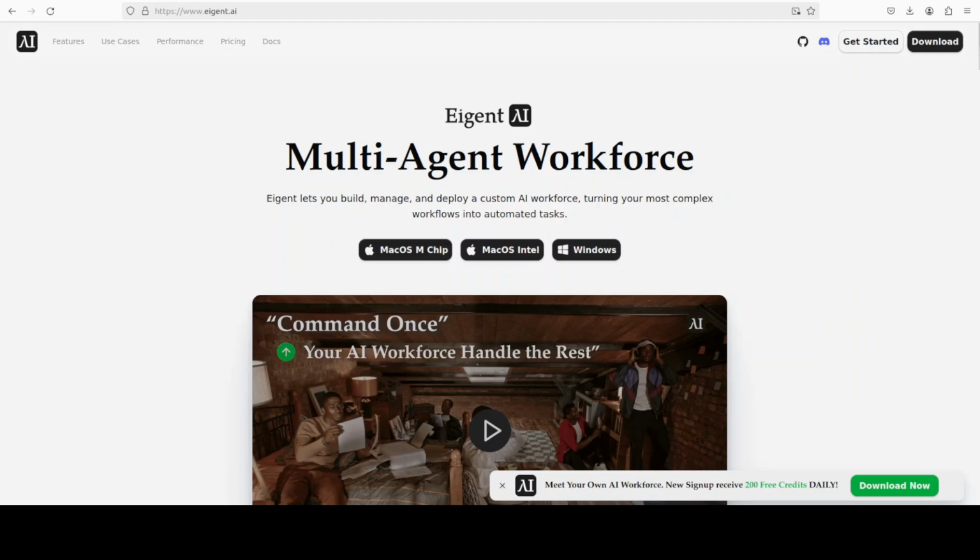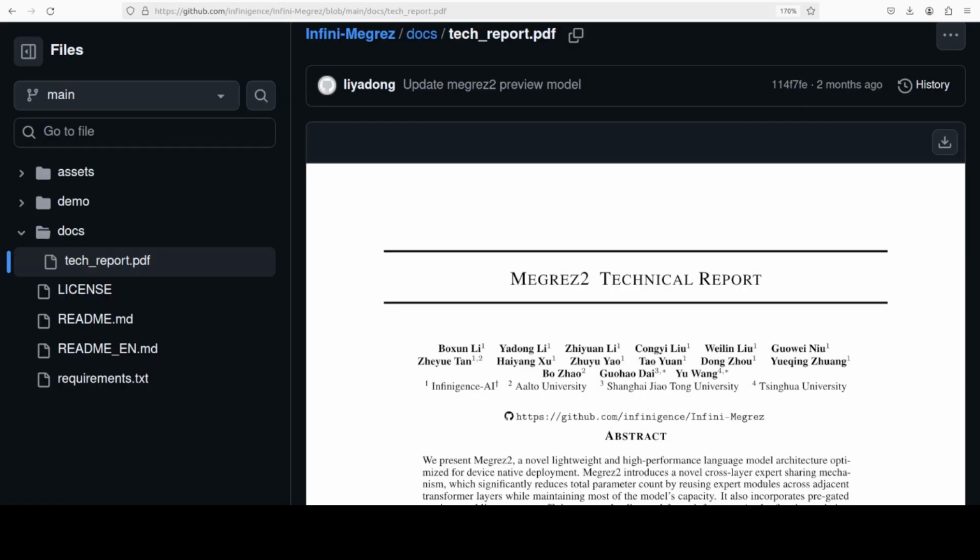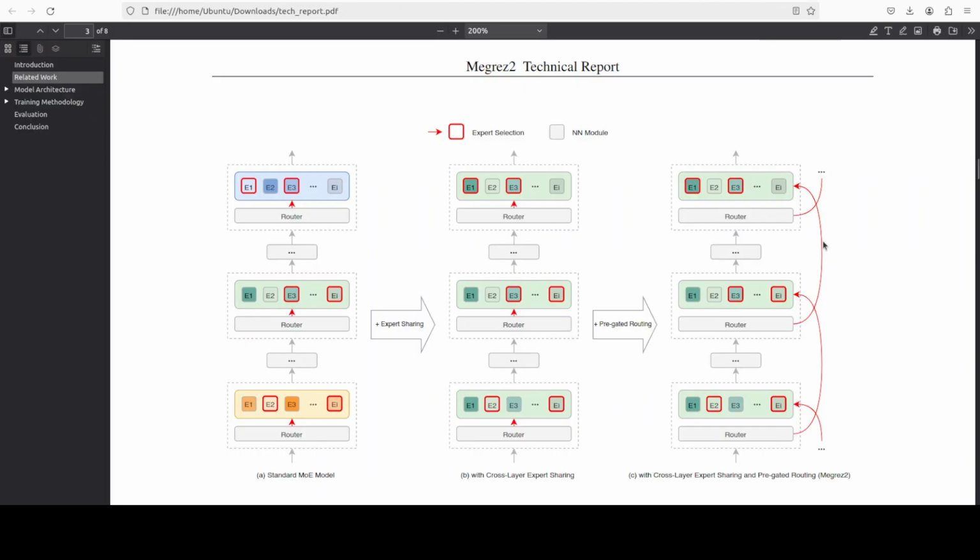Okay, while it installs everything, let's talk a bit more around the architecture of the model, because I think this is what makes it very interesting. What's unique in Megrez2 is how it squeezes mixture of expert even further. If you look at this architectural diagram, this tells you the whole story. Don't worry, I'm going to explain it in simple words.